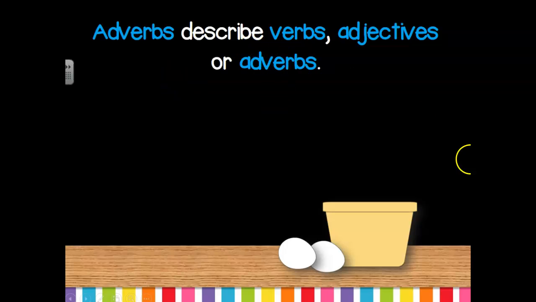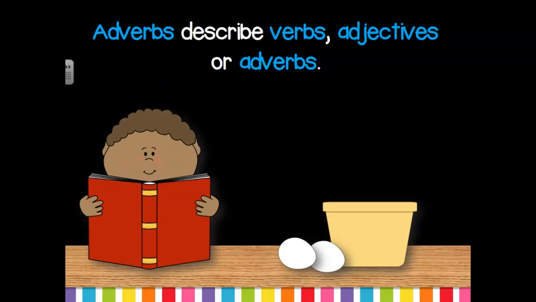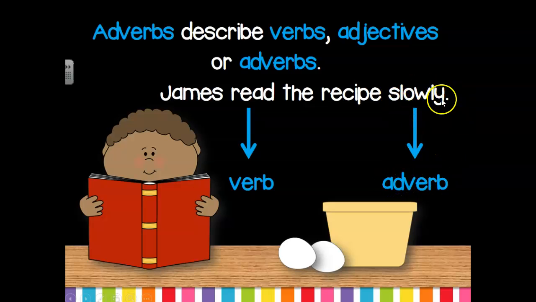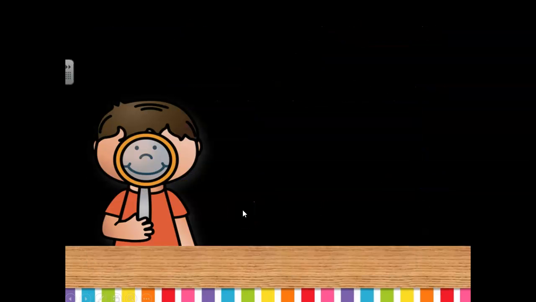Adverbs describe verbs. James read the recipe slowly. Now, we're describing how James read. How did he read? He read slowly. So we use the adverb slowly to describe or modify the verb read.